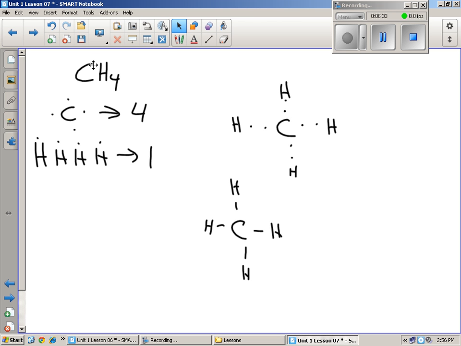Because once it bonds once, it's done. There's nothing else it can bond to, right? So we have to keep in mind which ones form the most bonds. That's the one we want to put in the middle. Bonding capacity, the highest bonding capacity.